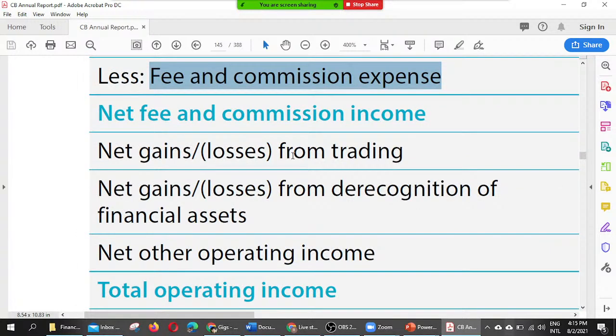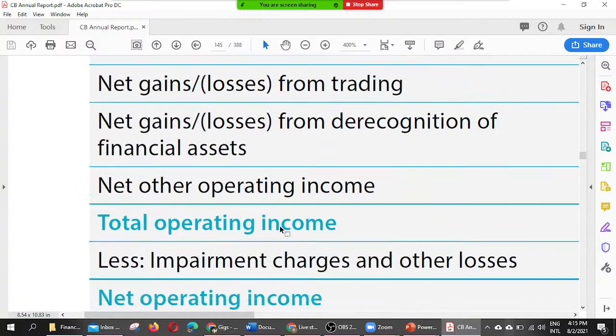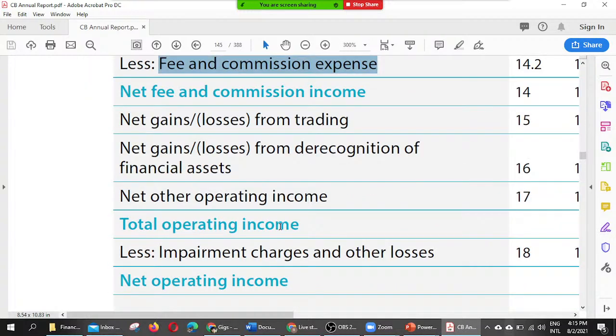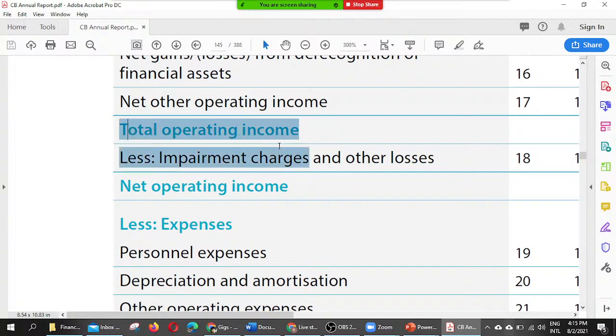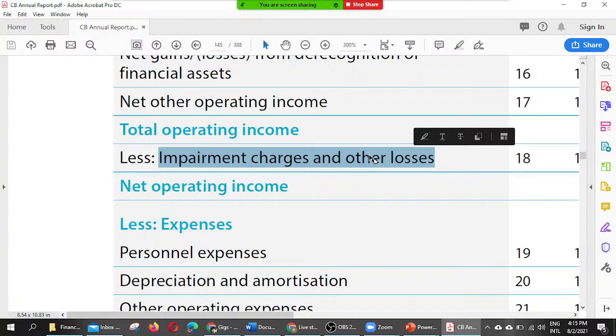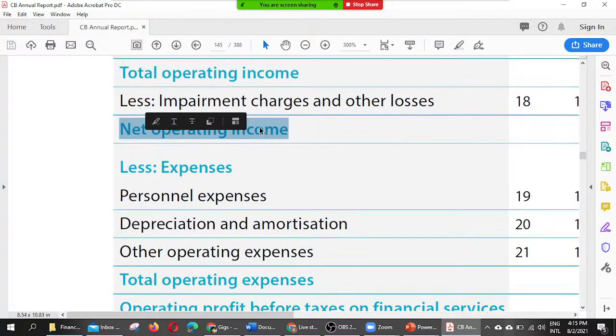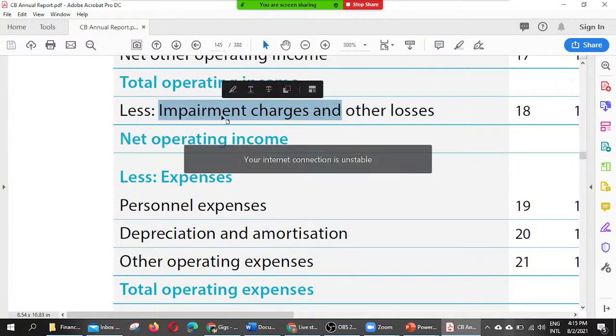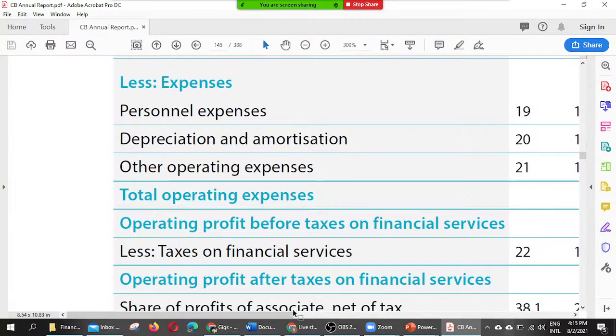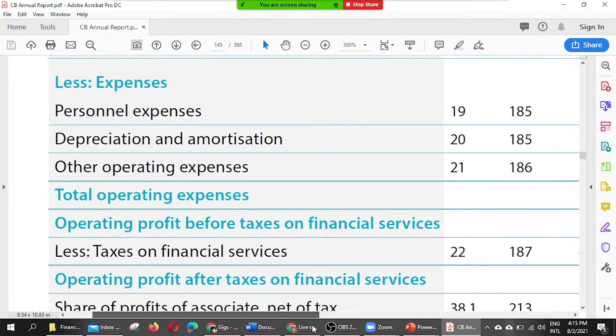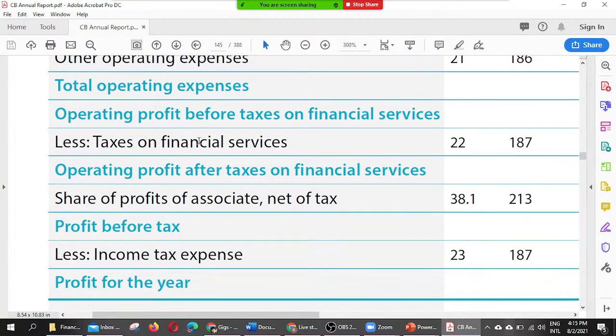Net gain or loss from trading, so they have divided it by the functions. Then they will get total operating income minus impairment charges and other loan losses, which is kind of provisions. Then we will get operating income. What does this impairment charge mean? Losses, allowances for loan loss. Personnel expenses means salary, like that, depreciation, amortization, taxes on financial services, like that.